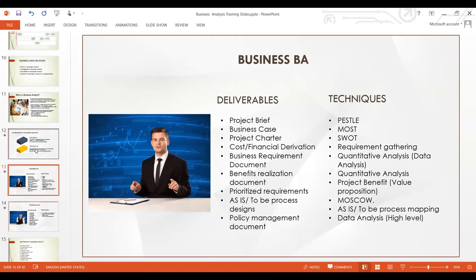Then MOST is the analysis you need to use to document your requirement, making sure your requirement is documented in the easiest way that can be understood by everyone within the organization, that is not ambiguous. It's going to be as simple as it could be.